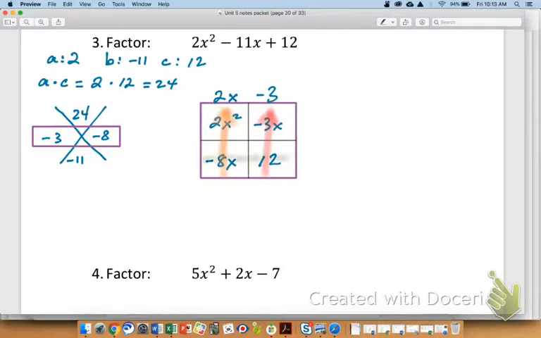Along the green arrow, I've got a common factor of 4 because 4 goes into both 8 and 12. But my finishing box is negative, so I've got to factor out a negative 4.